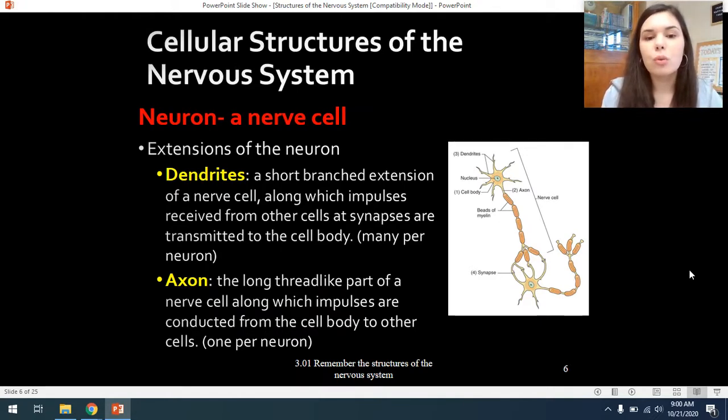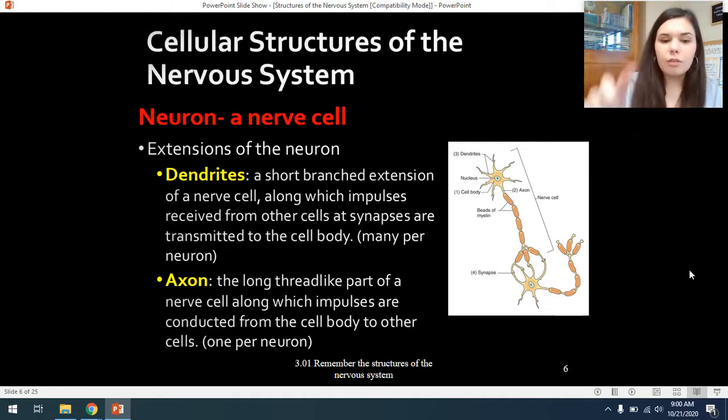The dendrites are those short branched, finger-like extensions that come off the end of the nerve cell. Along with the impulses that are received from the other cells at the synapse, these are transmitted to the cell body. You have many dendrites per one neuron. The axon is the long thread-like part in the center of the neuron. This is the part of the nerve cell where the impulses are conducted from the cell body to the other cells. You only have one axon per neuron.